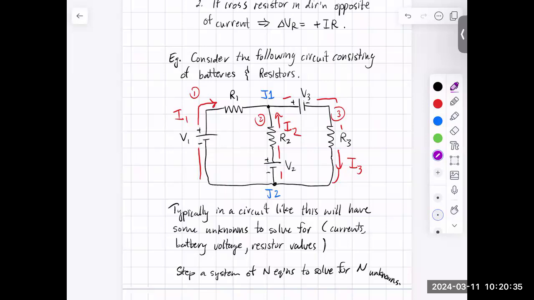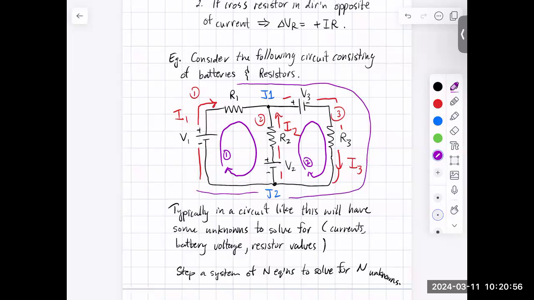And so we could label those. So we would have loop number 1 would be something like this, the inside loop on the left. Loop number 2 would be something like this, an inside loop on the right. And then loop number 3 would be one that would travel the circumference of the circuit. And so it would look something like this, and we'll call that loop 3.